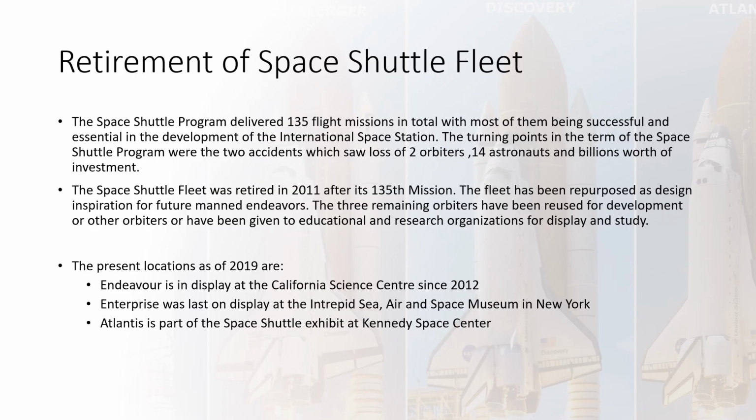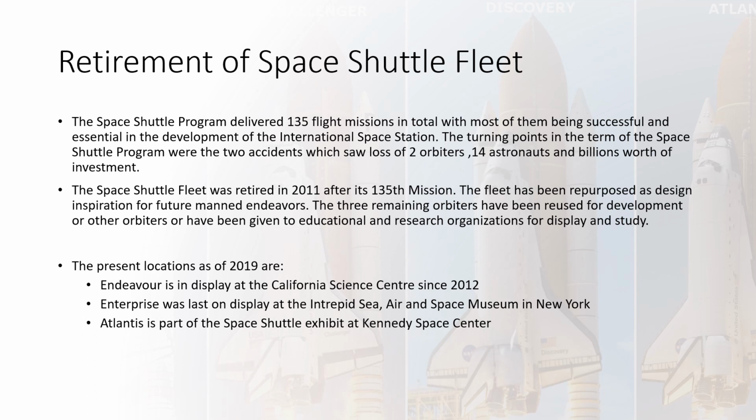The Space Shuttle fleet still continued to serve after the Columbia and Challenger incidents, and retired after 30 years of service in 2011 after its 135th mission. The Space Shuttle program delivered 135 missions in total, with most of them being successful and essential in the development of the International Space Station. The turning points in the term of the Space Shuttle program were the two accidents, which saw a loss of 2 orbiters, 14 astronauts, and billions worth of investment. The Space Shuttle fleet was retired in 2011 after its 135th mission.